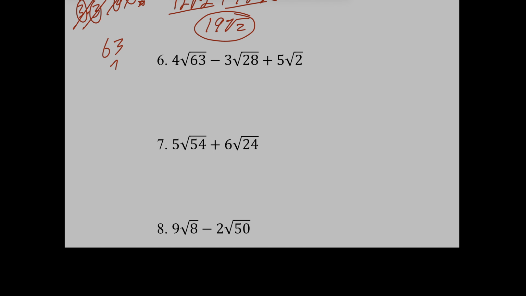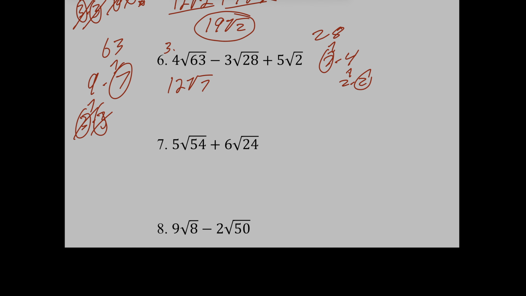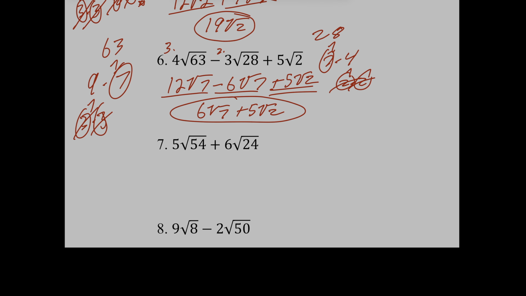Okay, so 63, I'm going to break down 9 times 7. 3 times 3, there's my pair of 3s, is going to match with a 4, and I'm going to get 12 root 7. Now I'm going to break up the 28. That's going to be 7 times 4, and that's going to be a 2 times 2. So I can pull out a 2 to go with that 3, and I'm going to get minus 6 root 7 plus 5 root 2. Like terms, not a like term. That's like 12x minus 6x plus 5y. So I'm going to get 6 root 7 plus 5 root 2. And done. Let's go on.